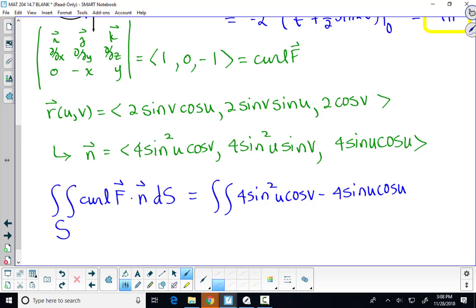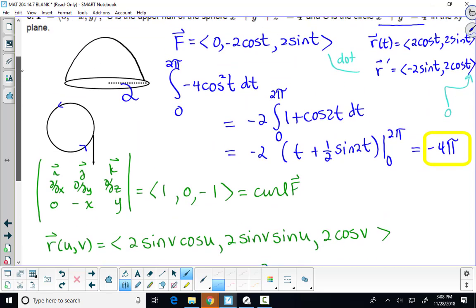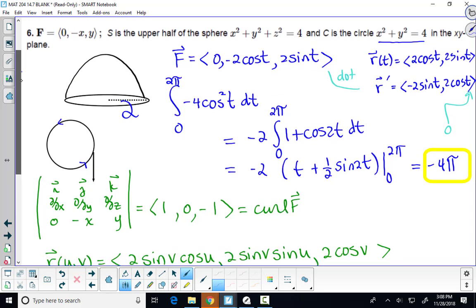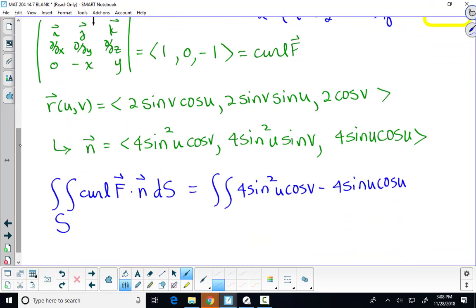And then our limits of integration. We never actually wrote them down. Okay, so u is the circle, so u goes 0 to 2 pi. And where does v go? We're dealing with the entire sphere, so 0 to pi. So it's the same as in the spherical coordinate system: theta goes 0 to 2 pi and phi goes 0 to pi.